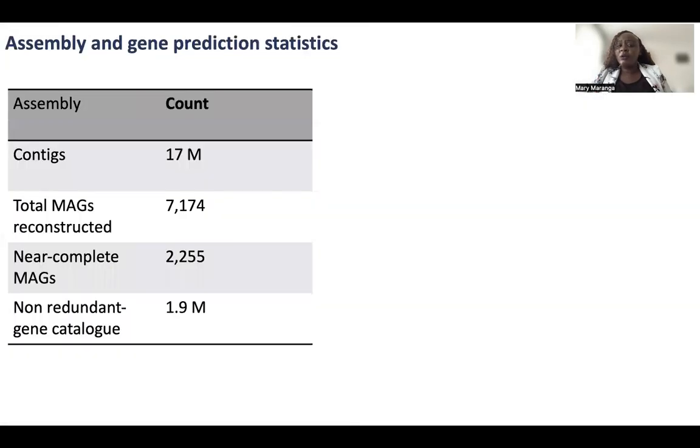Looking into the assembly and gene prediction statistics, we assembled approximately 17 million contigs from the data. And we reconstructed around 7,000 metagenome assembled genomes, of which 2,000 were near complete genomes, meaning that they had a completeness of greater than 90% and a contamination of less than 5%. Our non-redundant gene catalog consists of 1.9 million genes.